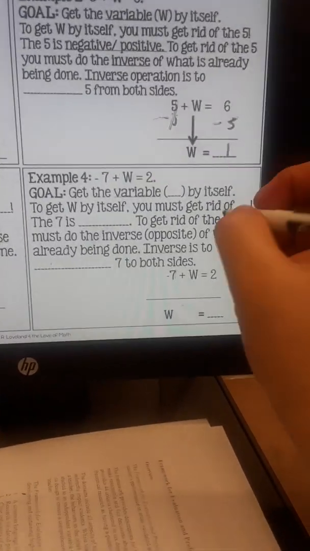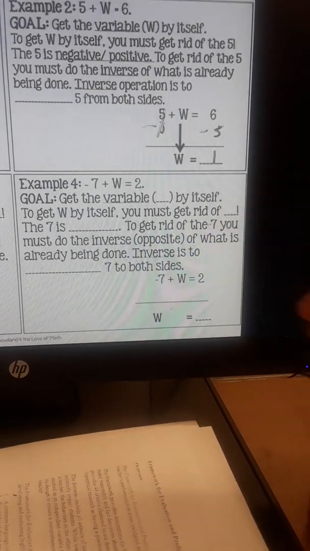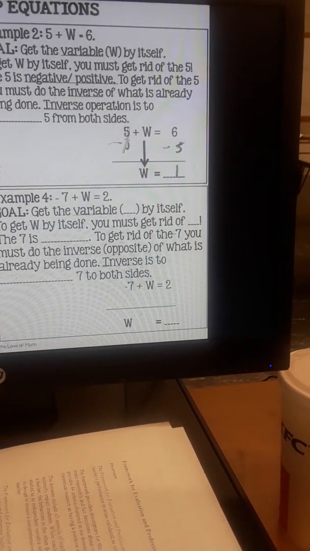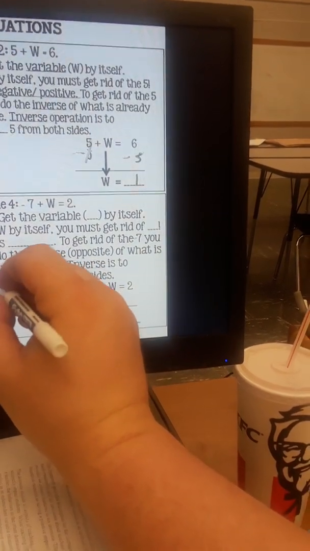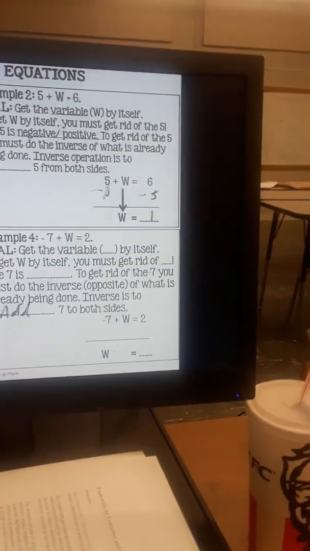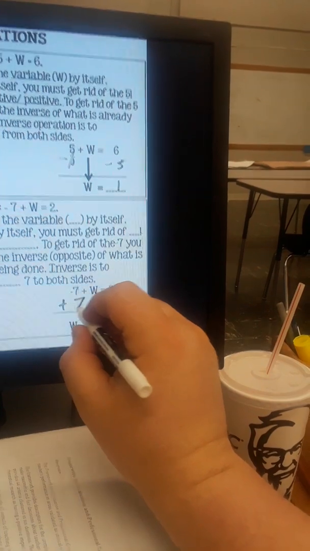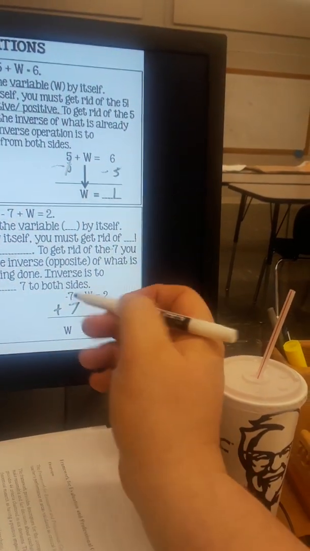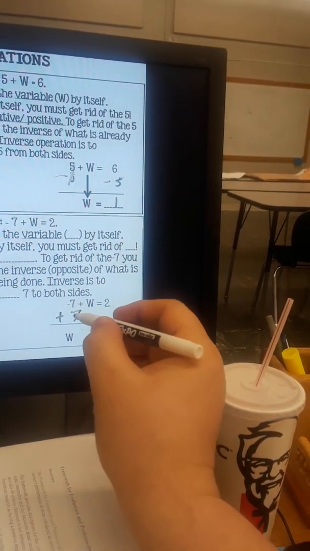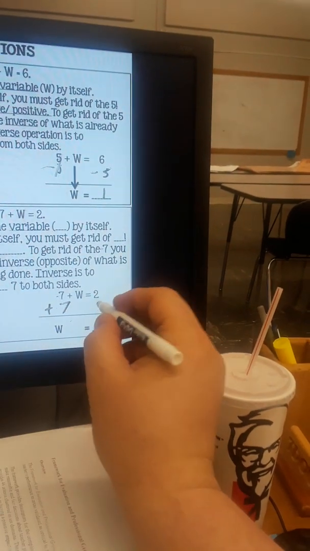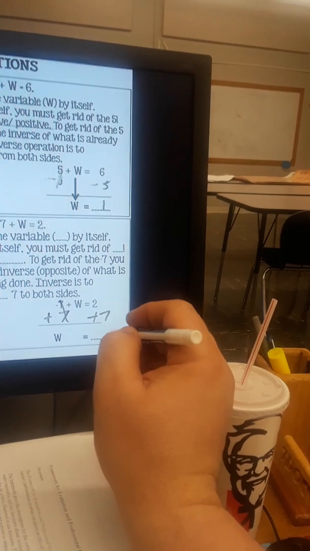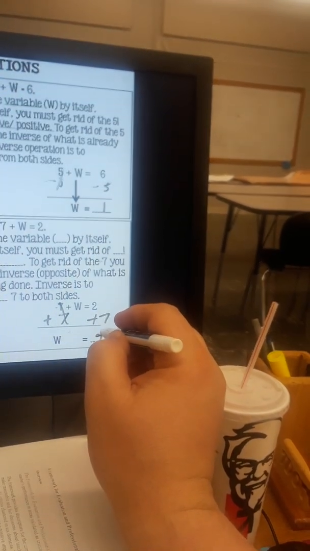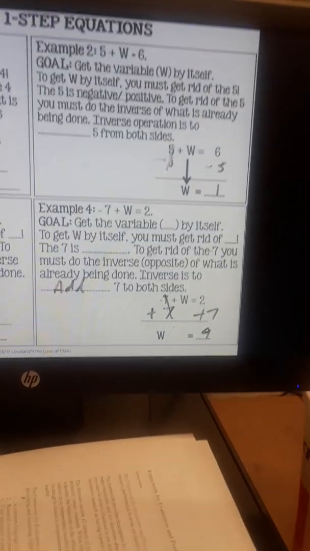So I have a little typo here. To get rid of the negative 7 is what that should say. All right, you must do the opposite. So we are going to add 7 to both sides. And the reason is negative 7, like a loss of $7, plus $7 is like 0. So that's why we do the opposite. That's nothing. W is 9 when we do the math there. All right, w equals 9.